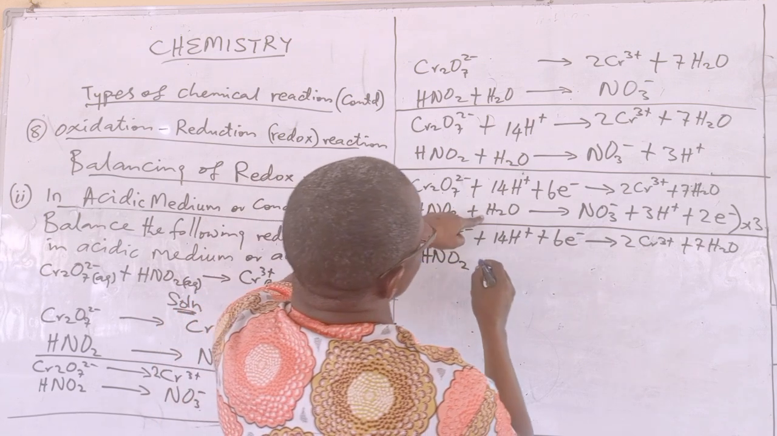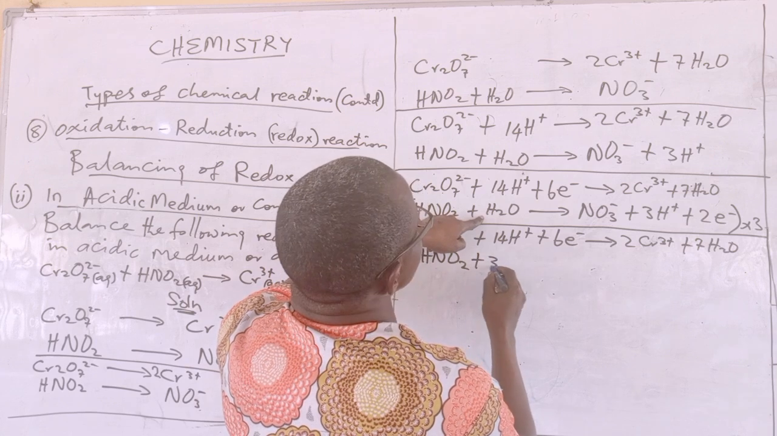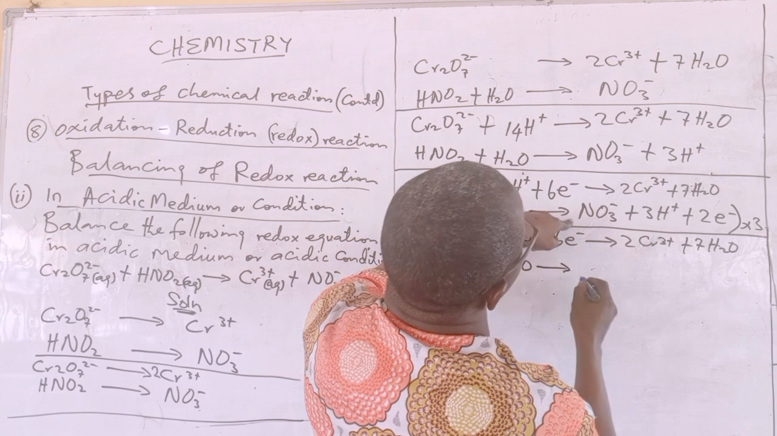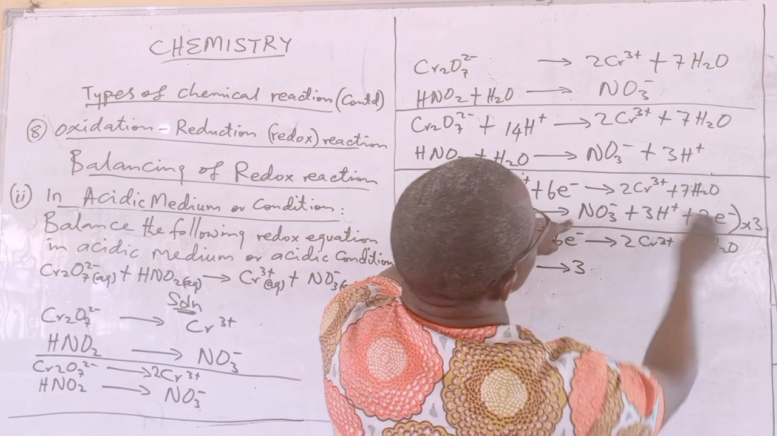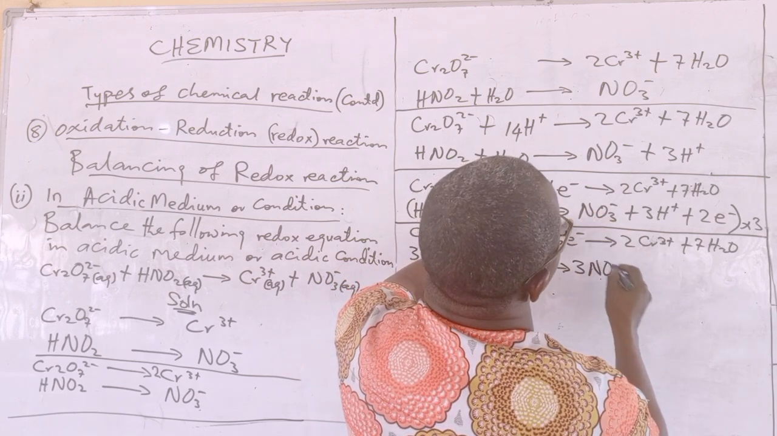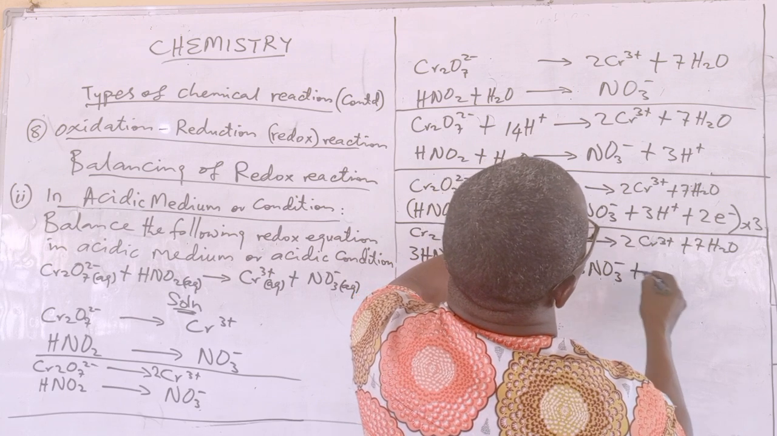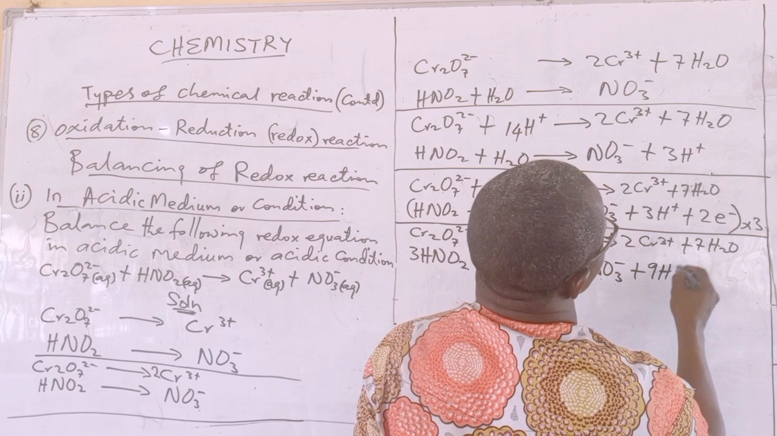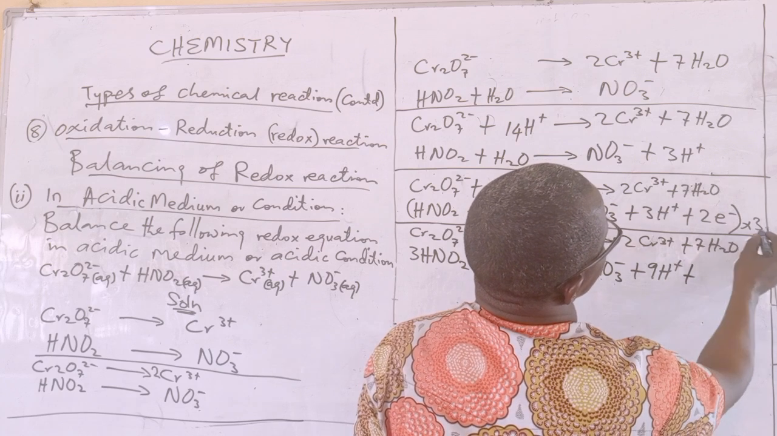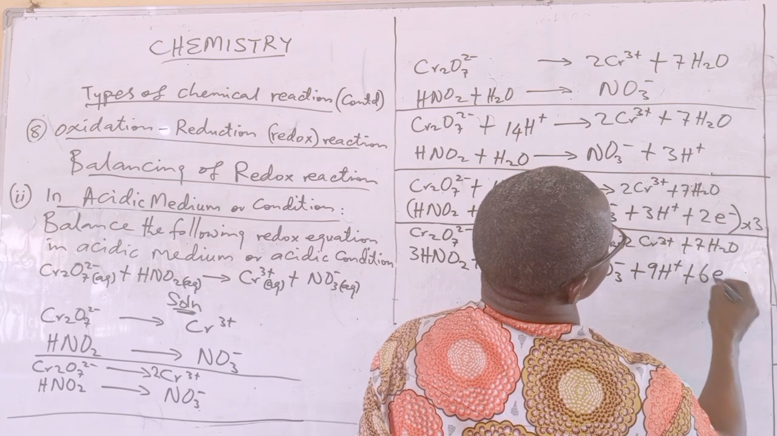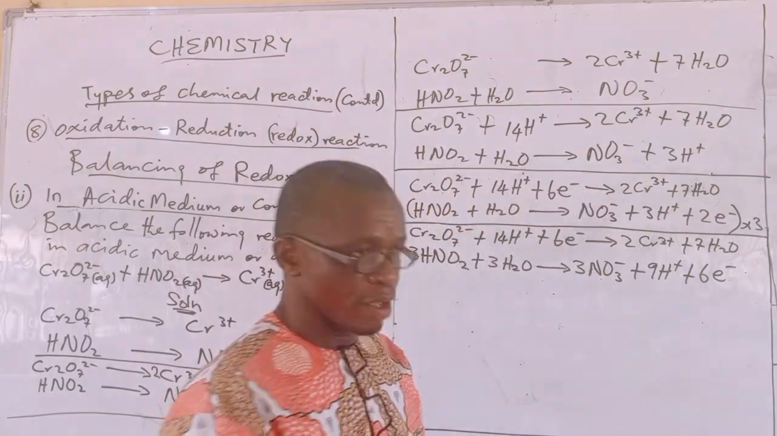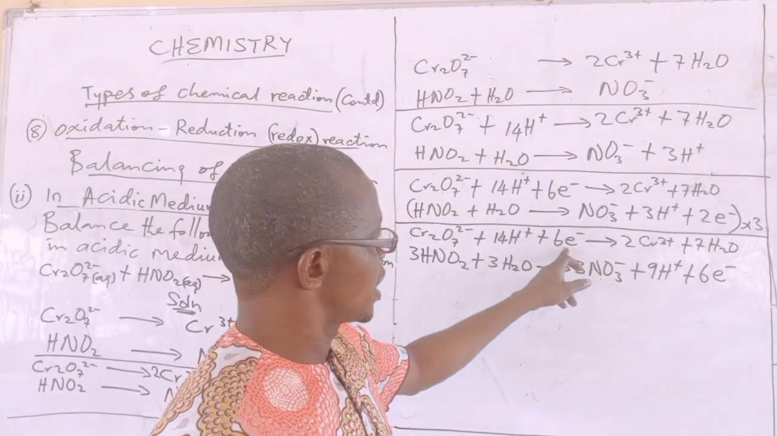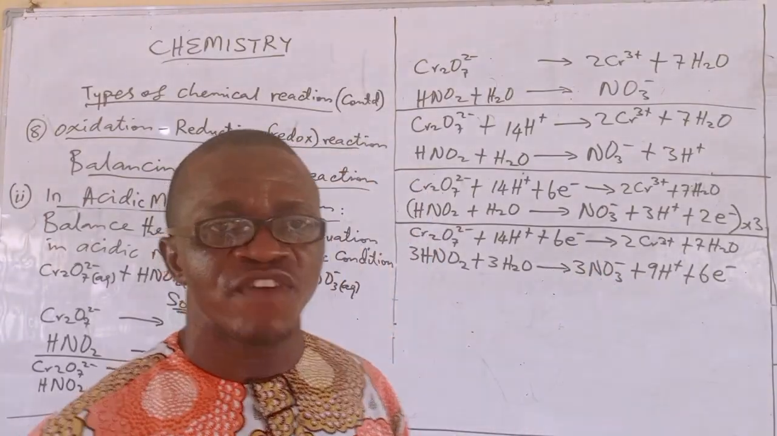3HNO2 plus 3H2O arrow 3NO3 minus plus 3 times 3, 9H plus, plus 3 times 2, 6e minus. Okay, I have scaled the equation so that the two electrons will be of the same values.